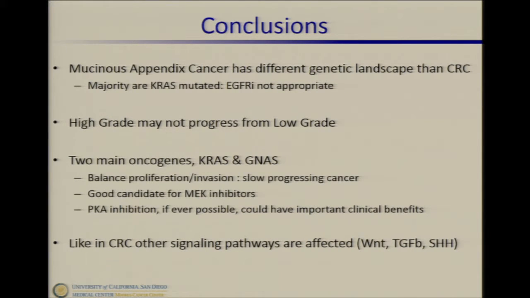But really, the main two results of this study is that both oncogenes KRAS and GNAS are mutated. Our interpretation is that it fits with the fact that this cancer secretes a lot of mucin. It fits with the fact that this cancer is slow progression with little invasion. And it's a good candidate for those MEK inhibitors. And finally, we also saw that, like in colorectal cancer, some other signaling pathways are affected, more rarely, but they are. So the Wnt and TGF-beta and the Sonic Hedgehog pathway.